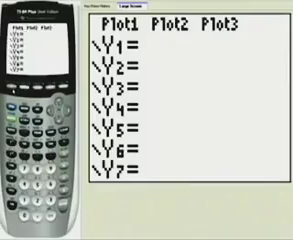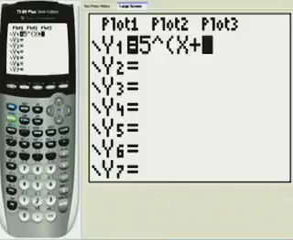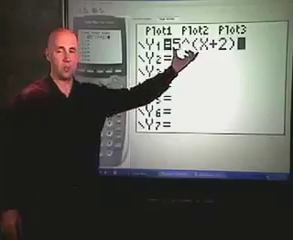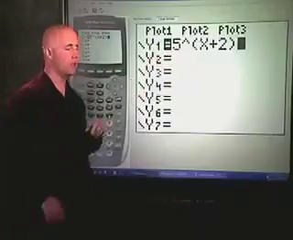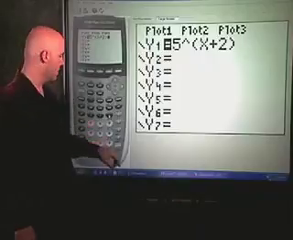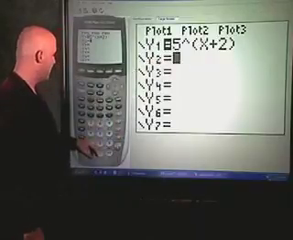So in y1, we're going to enter 5 raised to the power x plus 2. Now note that we're putting the x plus 2 in parentheses. We need to be careful that we group the x plus 2 as the exponent. So we'll use parentheses to do that. So we have 5 to the x plus 2. That was our left side of our equation. Enter to move to y2. And then on the right side, we had 125.